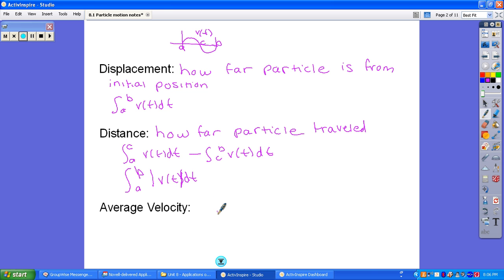And then the third type we want to know about is average velocity. And so to find that, we would take displacement, how far the particle moved from its initial position, and we divide it by the time. And just like when you think about it, distance divided by time gives me rate. So when we think about the average value in calculus, we're going to say the integral from a to b of v of t dt. So that gives me displacement, and I'm going to divide by b minus a. So that's the formula for average velocity. Notice it's the same formula as average value, except now I'm using velocity instead of the original function.